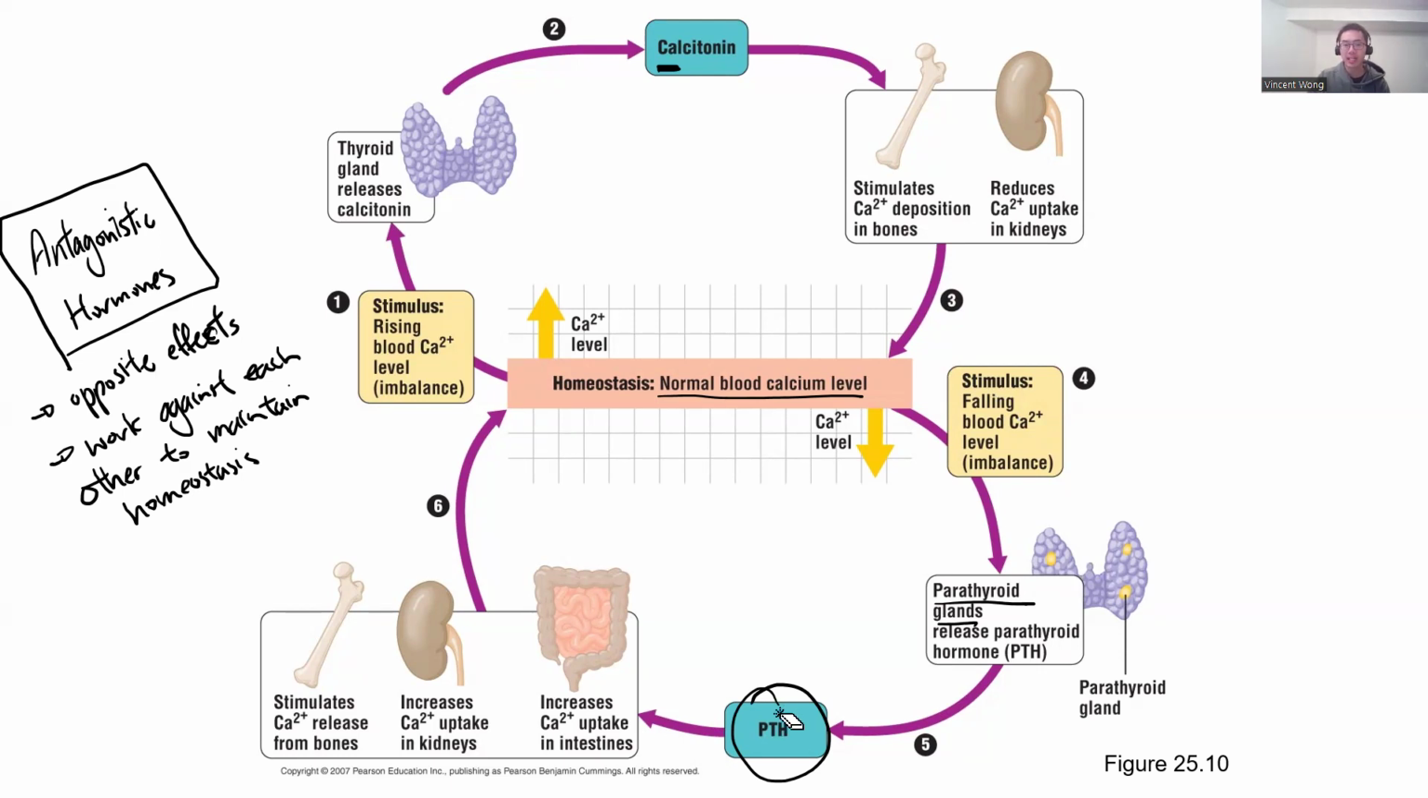So PTH is antagonistic to calcitonin. They do the opposite things. So they will stimulate calcium release from the bones. We don't have enough calcium in the blood, so let's take it from the bone. We'll tell the kidney to reabsorb more calcium, and at the same time, it will tell the intestinal tract to absorb more calcium if it's available, right? So these things will hopefully bring the blood calcium level back up. Okay.